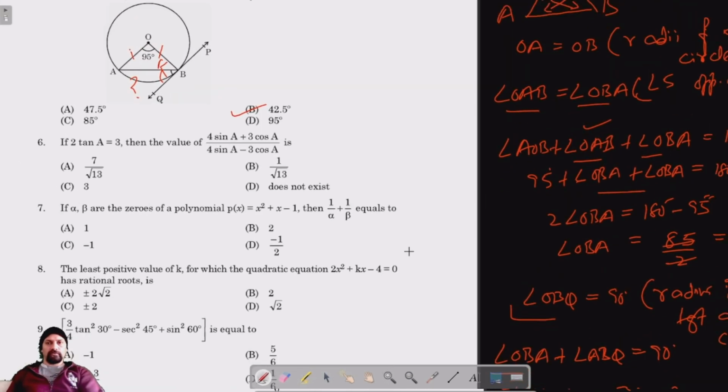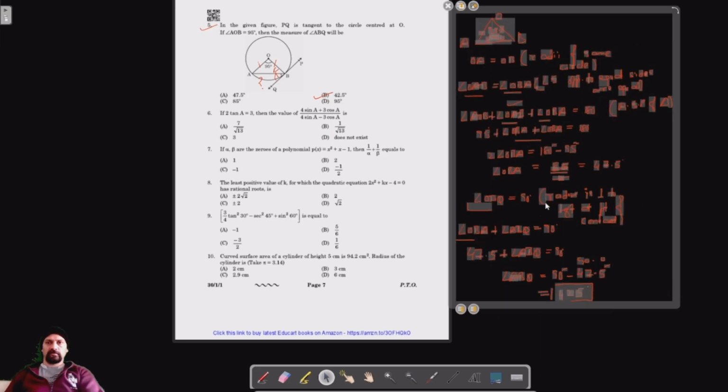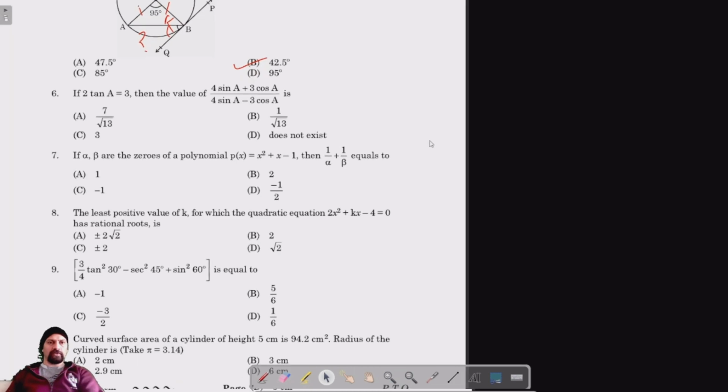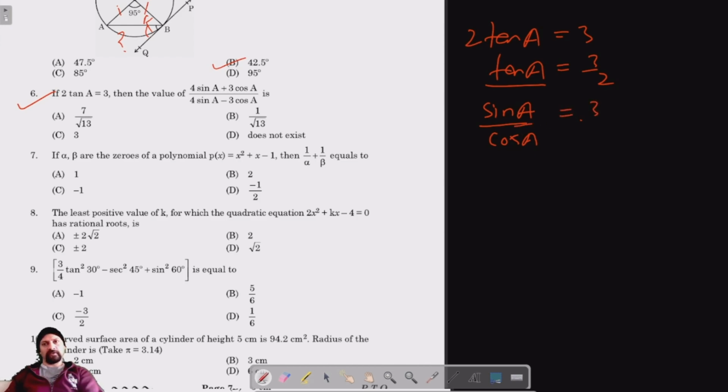Okay, moving on to question number 6. For question number 6, it's given that 2 tan A is equal to 3, and we have to evaluate the value of the given trigonometric expression. So 2 tan A is equal to 3, which gives us tan A is equal to 3 by 2, and tan A in terms of sin A and cos A is sin A by cos A.